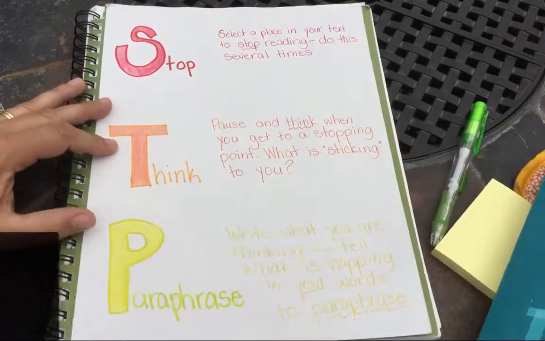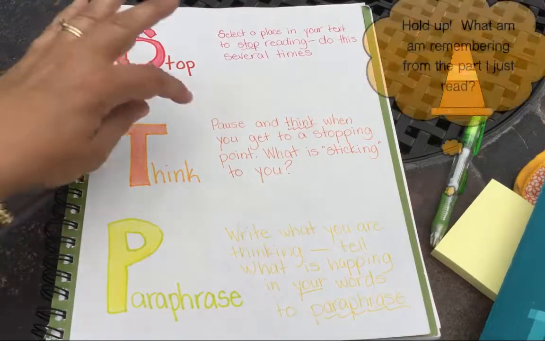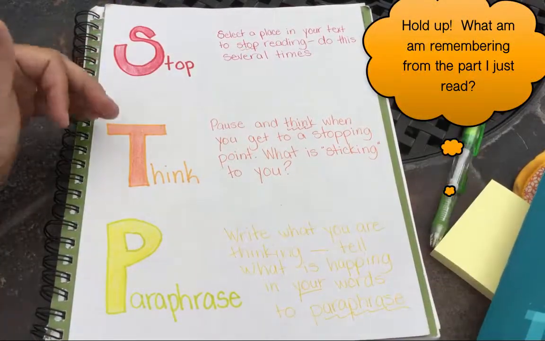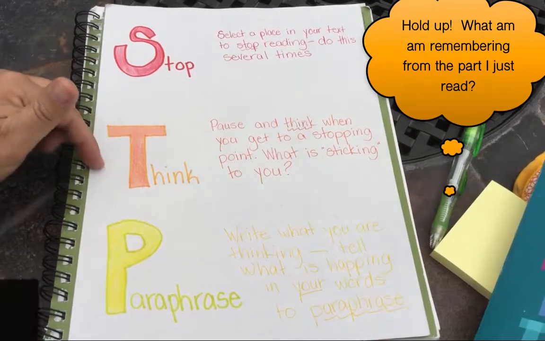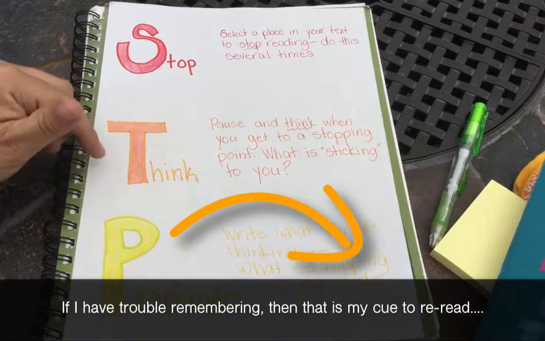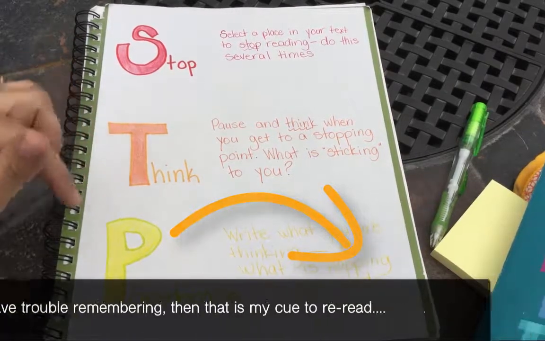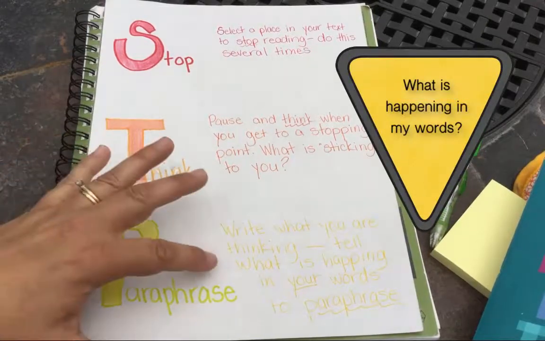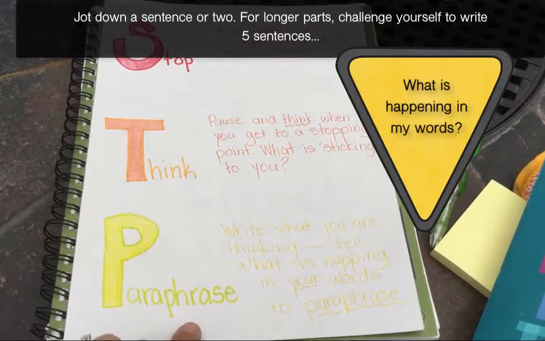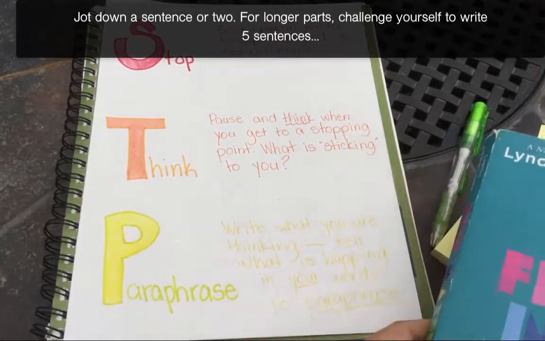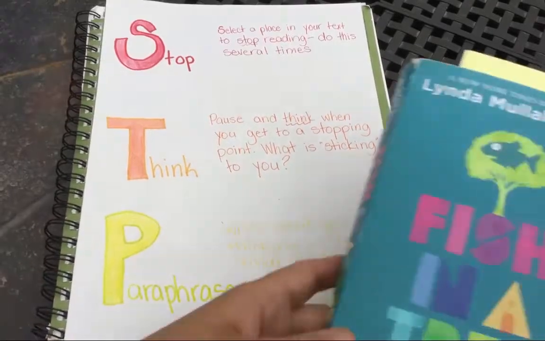Once I've finished and I get to my markers, I'm going to pause and I'm going to think about what's sticking with me. What did I just read? Because too often we read things and we go, I have no idea what I just read. So it gives me this prompt. Then I'm going to paraphrase what I'm thinking. That is, I'm going to tell what's happening in my words, and I'm going to do that on the post-it note. So let me show you how I use an STP strategy with this text.